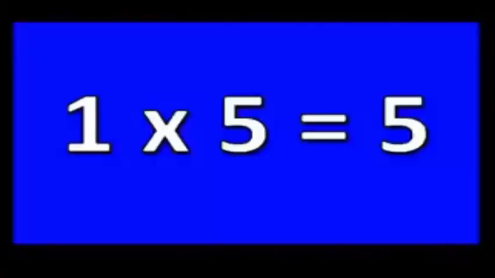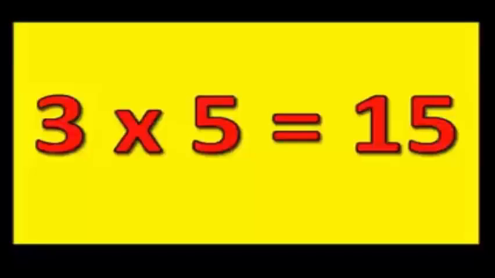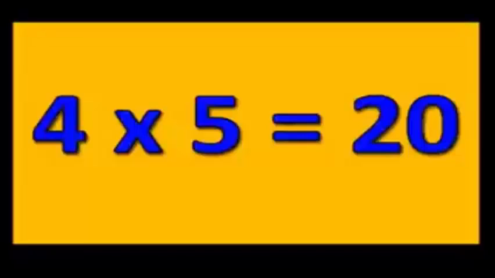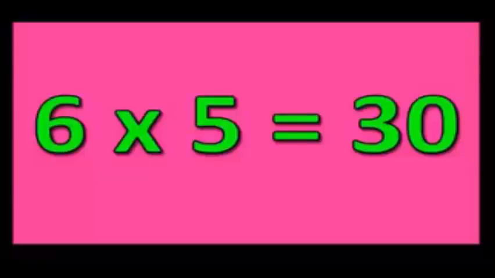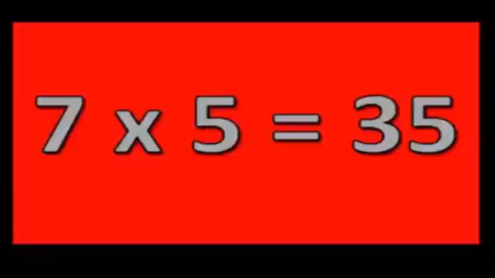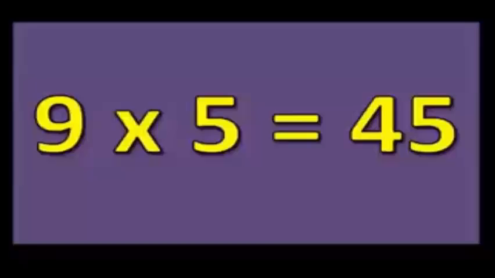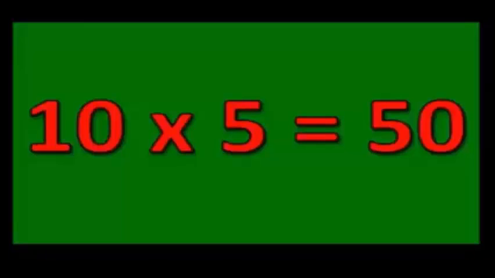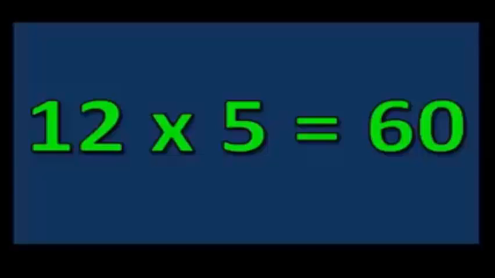Ready? Here we go. 1 times 5 is 5. 2 times 5 is 10. 3 times 5 is 15. 4 times 5 is 20. 5 times 5 is 25. 6 times 5 is 30. 7 times 5 is 35. 8 times 5 is 40. 9 times 5 is 45. 10 times 5 is 50. 11 times 5 is 55. 12 times 5 is 60.